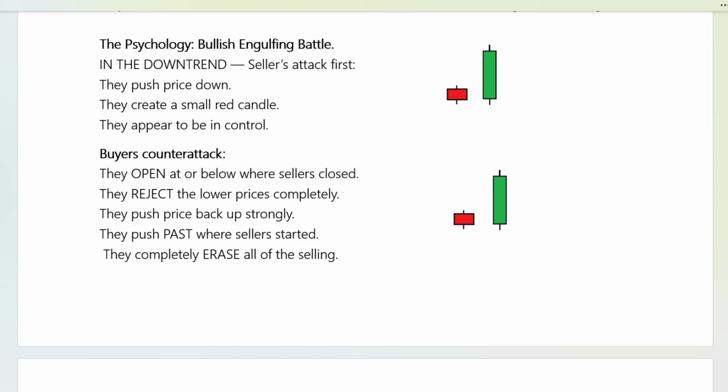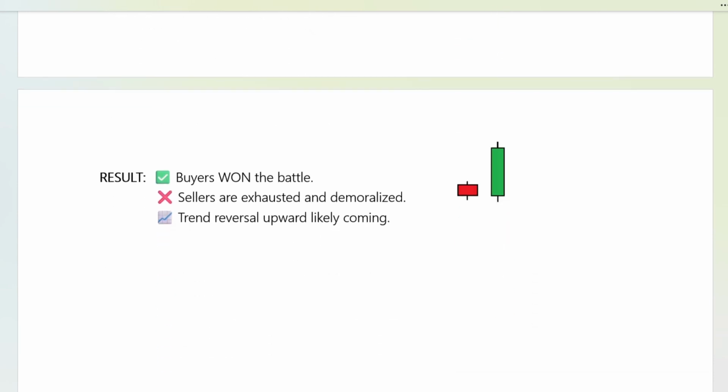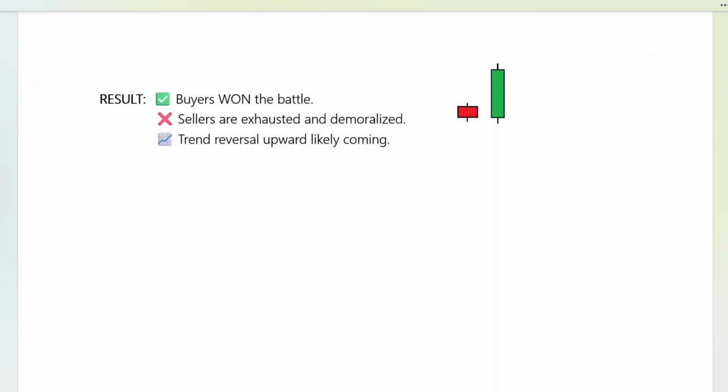They push past where sellers started. They completely erase all of the selling. Result: buyers won the battle. Sellers are exhausted and demoralized. Trend reversal upward likely coming.